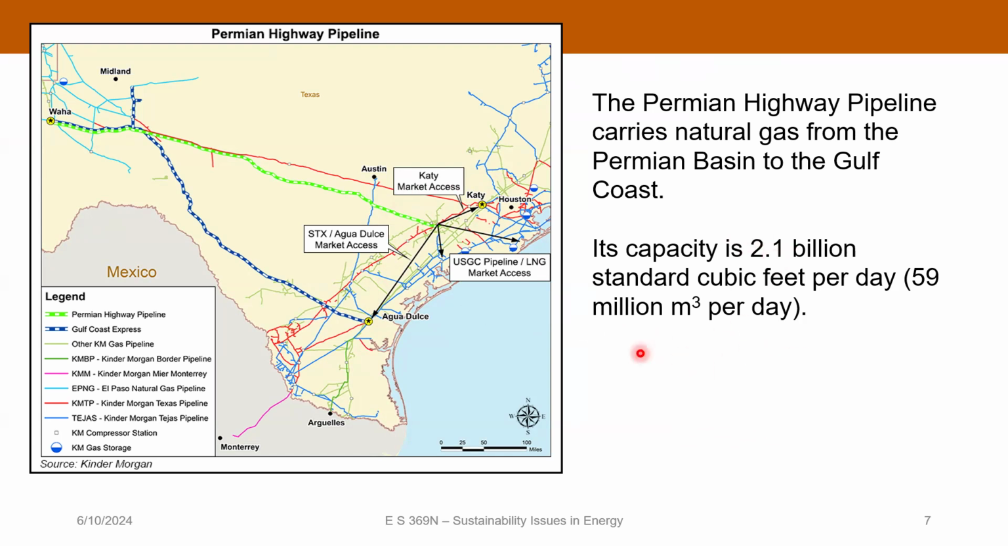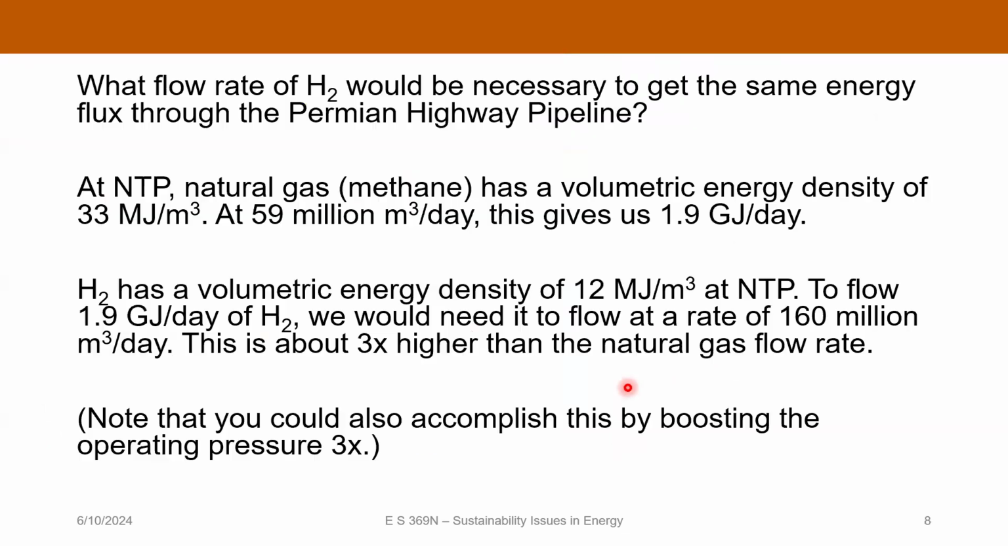So that's about 59 million cubic meters. Again, that's a volumetric estimate. So what flow rate of hydrogen would be necessary to get the same energy flux through the Permian Highway pipeline? Okay, so let's just do a really simple back of the envelope calculation. We'll just consider the properties of natural gas versus hydrogen at normal temperature and pressure.